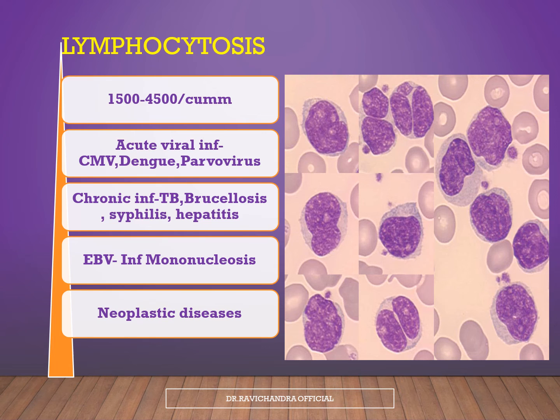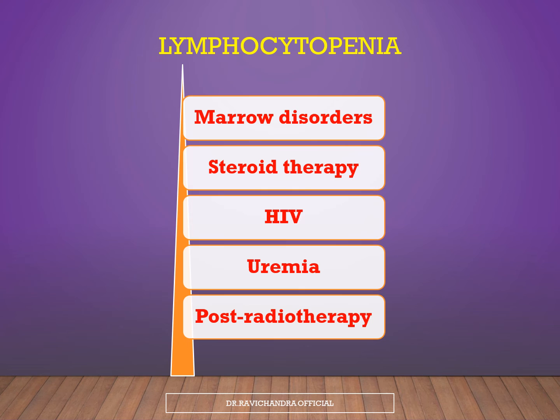Lymphocytosis, count around 1500 to 4500 cells per cubic mm, seen in acute viral infections like CMV, dengue, and parvovirus infections. Chronic infections, tuberculosis, brucellosis, syphilis, and hepatitis also show lymphocytosis. Infectious mononucleosis caused by Epstein-Barr virus also shows lymphocytosis. In few neoplastic diseases also lymphocytosis will be there. Coming to lymphocytopenia, it is decreased lymphocyte count seen in marrow disorders, steroid therapy, HIV infection, uremia, and post-radiotherapy.